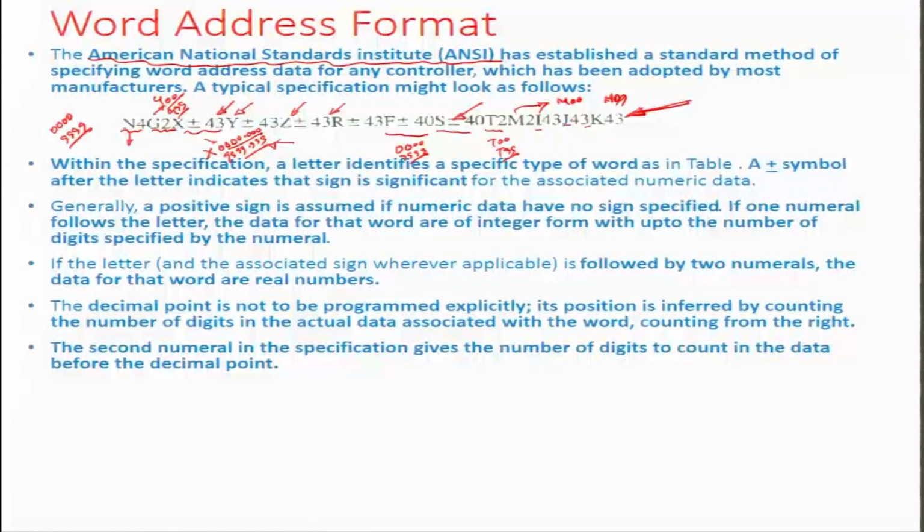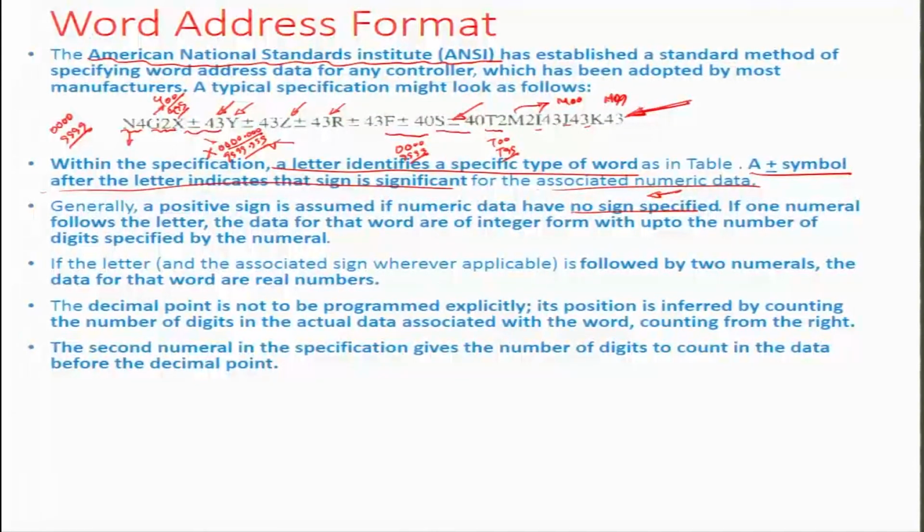So this one line of standard defines how controllers typically are defined within the international market, and within the specifications which are mentioned, a letter identifies a specific type of word. A plus minus symbol after the letter indicates that sign is significant for the associated numeric data. A positive sign is assumed if numeric data have no sign specified. So these are certain basic norms that need to be followed.